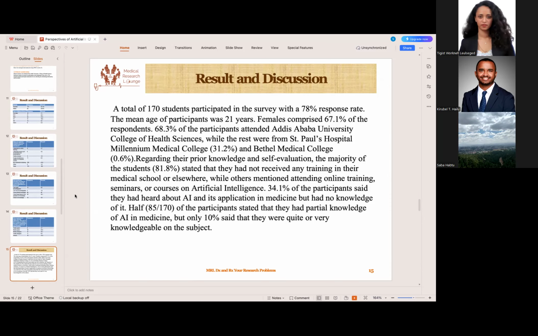Regarding their prior knowledge and self-evaluation, as I stated, the majority of the students said that they had not received any training in their medical school or elsewhere. And around 34% of the participants said that they had heard about AI and its applications in medicine, but they had no knowledge of it. Around half of the participants stated that they had partial knowledge of AI in medicine, but only 10% said that they were quite or very knowledgeable on the subject.